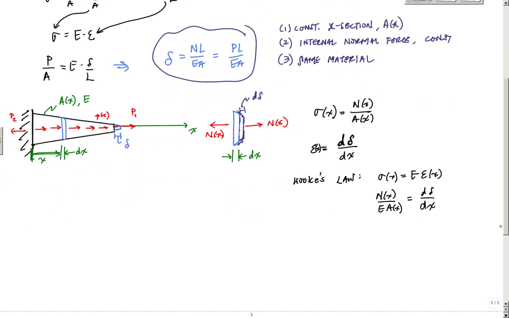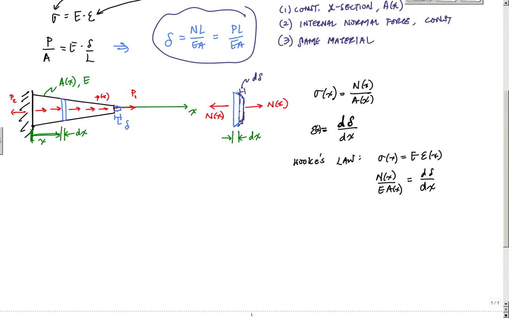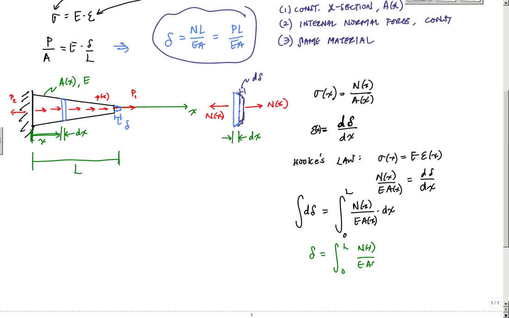And you know, this whole thing, that dx is probably screaming integral, right? So here, this d delta, I want to take the integral so I can sum up all the little increments here. Bam, N of x over E A of x dx right here from 0 to L for the length of this. Oh, I didn't define a length right here. Let's call that length L right here. And it would just tell me that this deformation, delta, is equal to this integral right here, N of x over E A of x dx. And this would be it. Bam. And this is my general deformation.